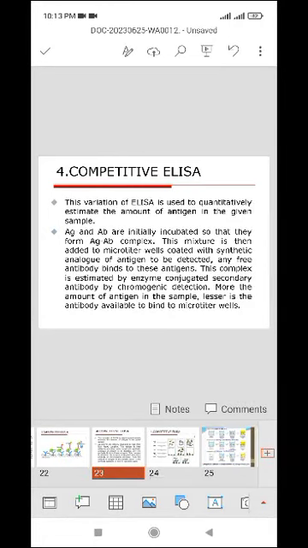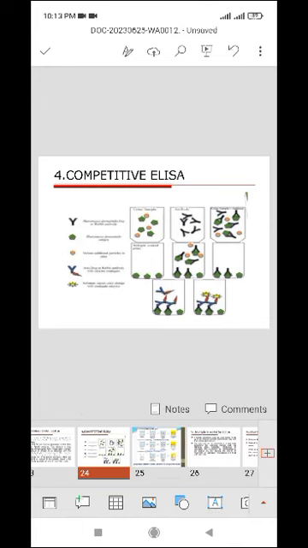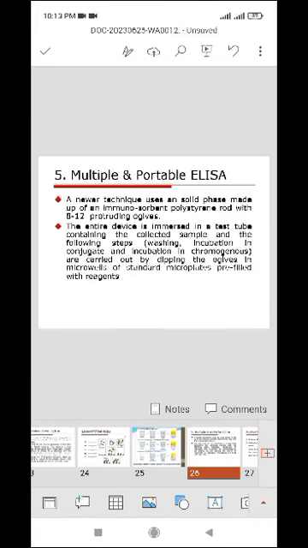Tighter wells. There is an inverse relation. So this is the general procedure of competitive ELISA, not going into detail. Another type includes multiplex and portable ELISA.